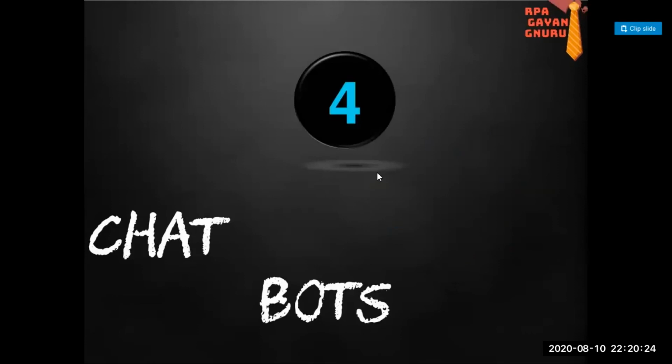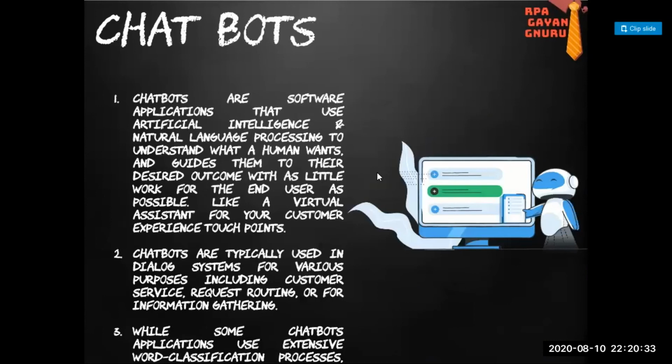Number four is chatbots. Again, I can safely assume that some, if not all of you, have at some point interacted with chatbots. And chatbots are software applications that use artificial intelligence sometimes and natural language processing to understand what a human being wants and guide them to their desired outcome with as little work for the end user as possible. Right. So chatbots are typically used in dialogue systems for various purposes, including customer service, request routing, information gathering, and such.